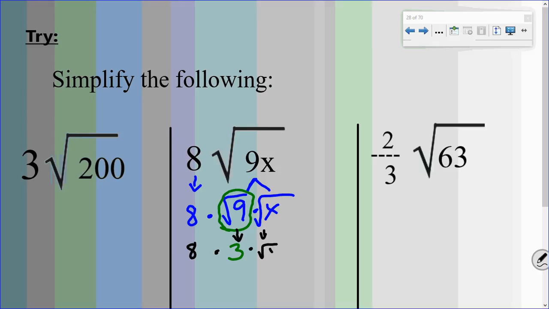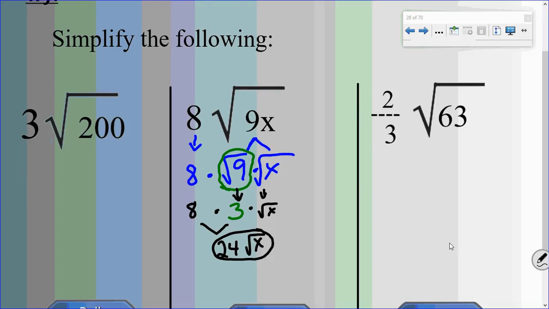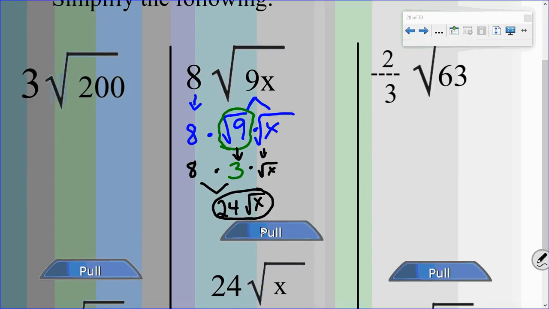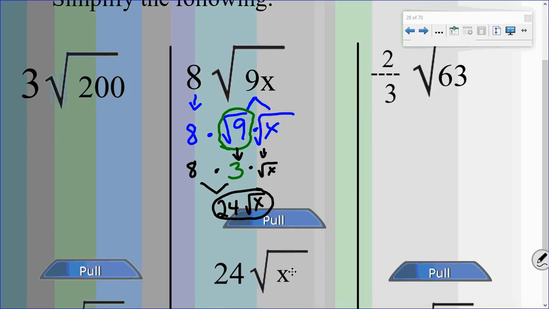So let's bring that down. So it stayed in there because x, we don't know what it is, so we can't take the square root of x yet. So hopefully we'll get to that when we can take the square root of x, or x squared really, but that secret I'll tell you later. So 8 times 3 is 24 times the square root of x. So there is our answer. That looks funny. That's an algebraic square root. So doing a little bit of variable notation there. So let's pull up this, and there it is. 24 square root of x.